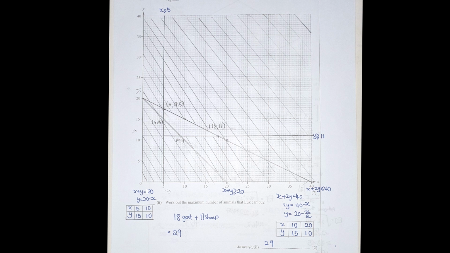So your final result here, working out the maximum number of animals that Luke can buy, will be 18 goats and 11 sheep, which is 29 animals in total.